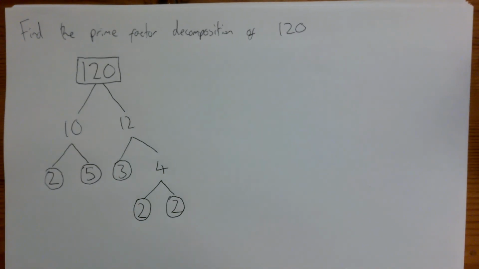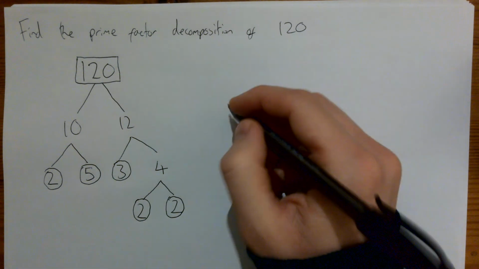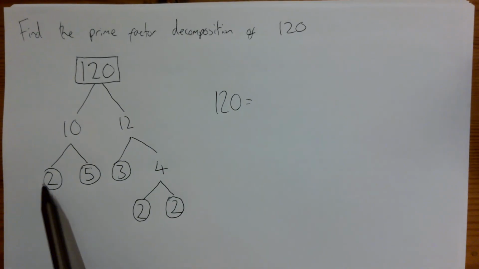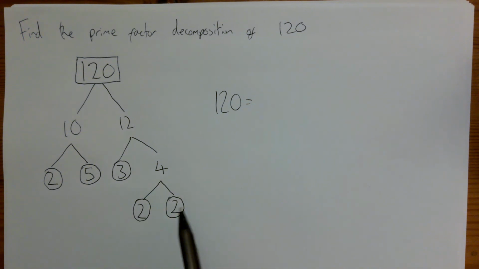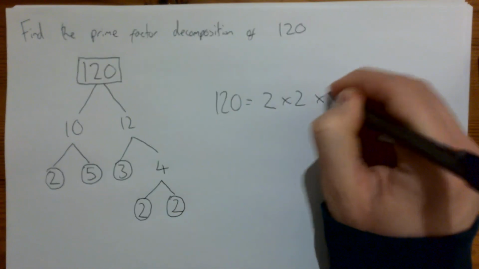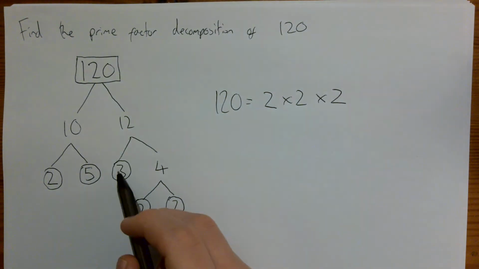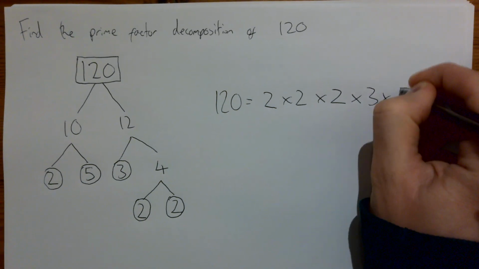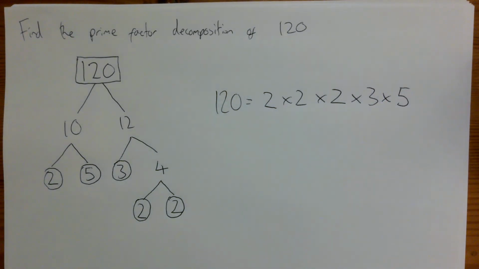Write 120 as a product of its prime factors. So 120 equals, again, making sure I don't miss any off, 2 times 2 times 2 times 3 times 5. And note that I'm doing them in order. It's not really bad or incorrect if you don't do them in order, but it is quite a standard thing we do to do it in order because it just makes it a bit easier and a bit clearer.